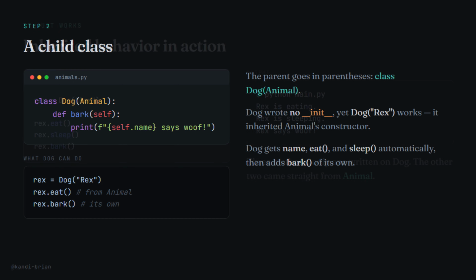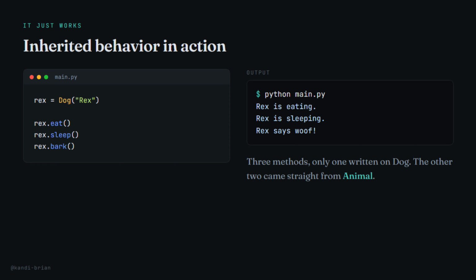So dog automatically has name, eat, and sleep, and on top of that it adds one new method of its own, bark. Now we make a dog named Rex, and we call three methods on him, eat, sleep, and bark. Now all three will run, but only one of them, bark, will be written on the dog class. Eat and sleep come straight from animal. Rex inherited them, and we never had to write them twice.